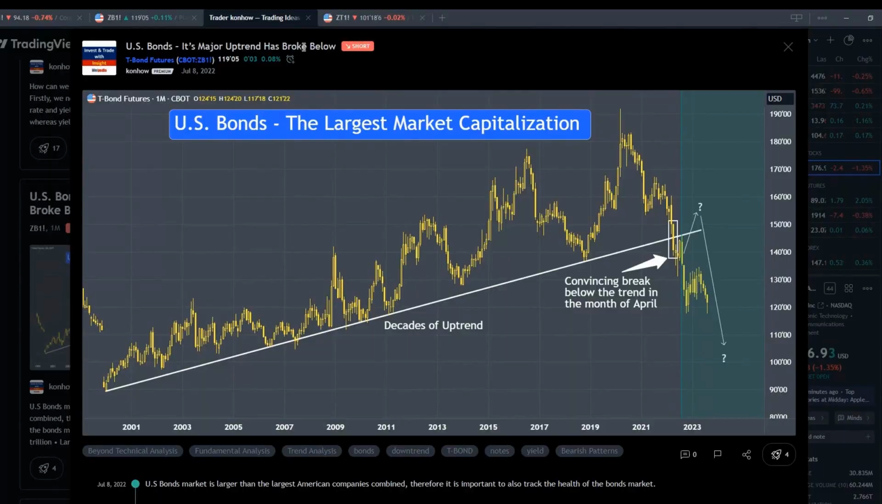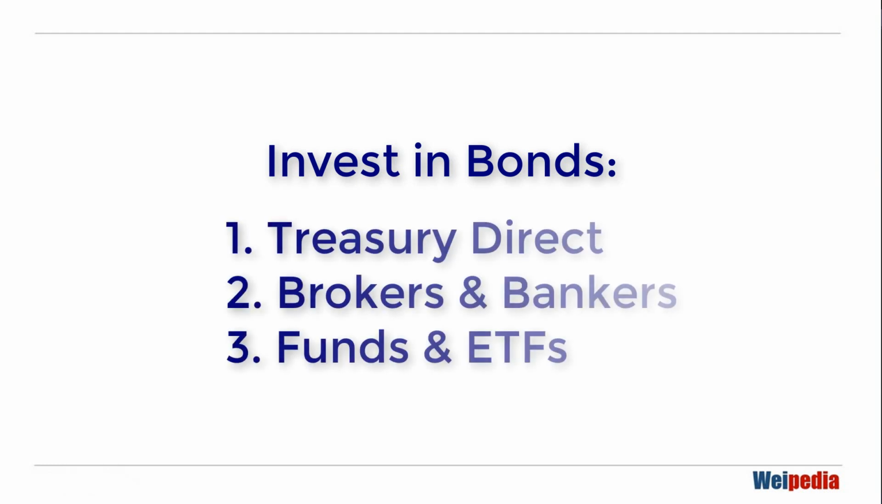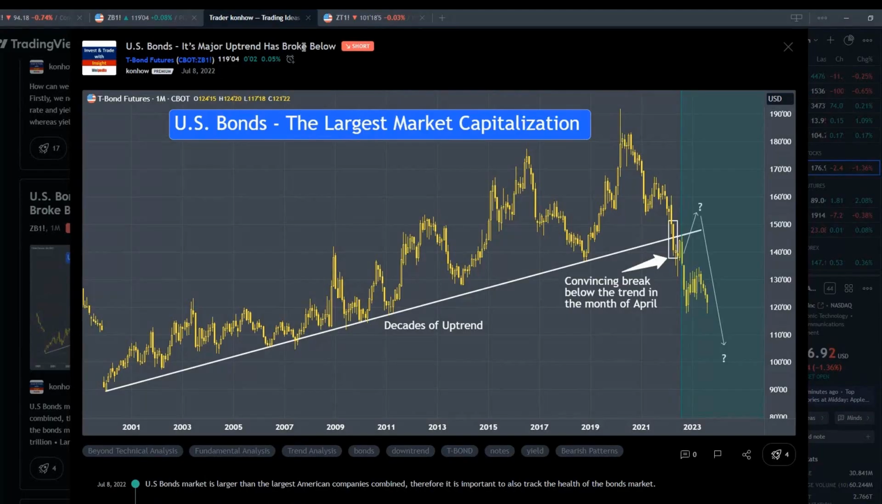However, if you're still keen to invest in the bonds, there are 3 ways you can do it. Number 1, you can go to TreasuryDirect. Just Google about them. You can invest in the bonds directly. Number 2, you can always call up your brokers or your banks. I believe that they will help you to do that. And number 3, you can Google about US bonds funds and ETFs, and I believe that you'll find the right match for you.